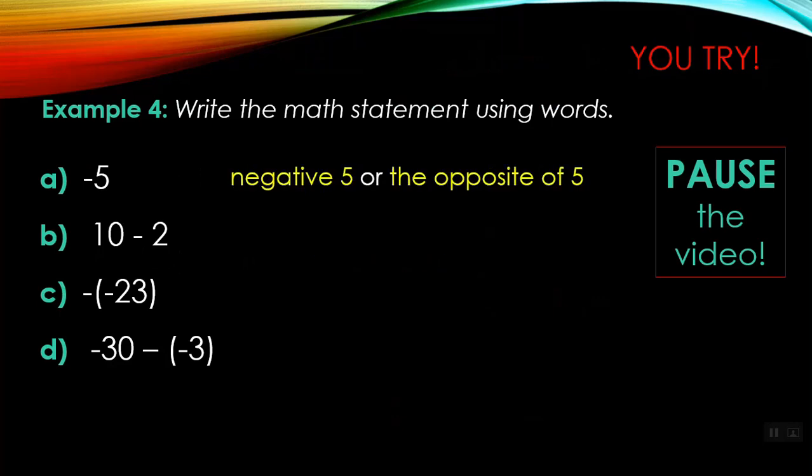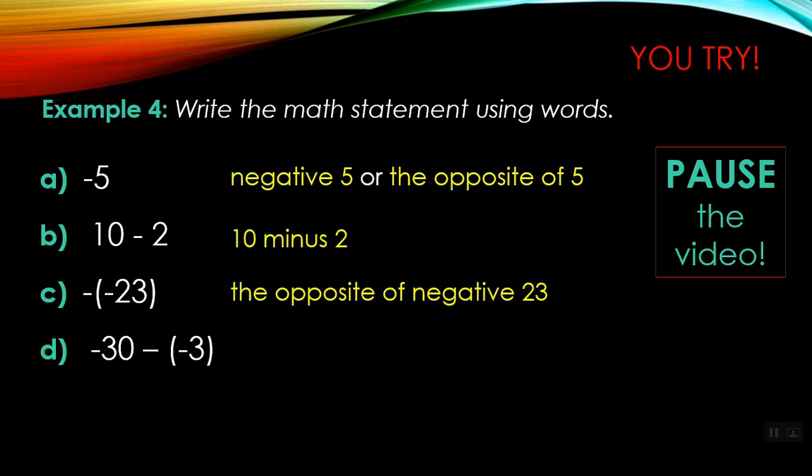All right, let's see how you did. First one, you could have written negative 5 or the opposite of 5. Either of those answers would be correct. 10 minus 2, the opposite of negative 23. The last one is negative 30 minus negative 3.